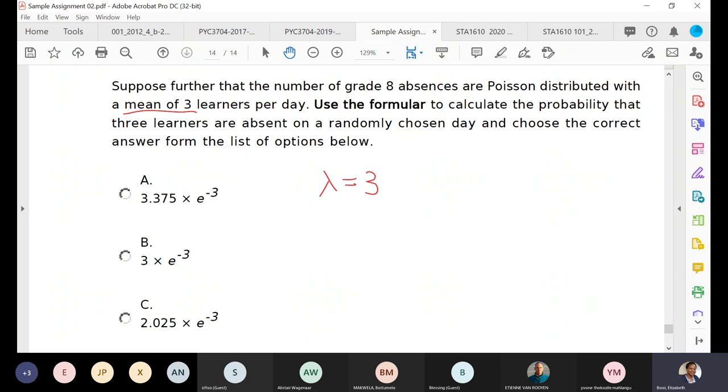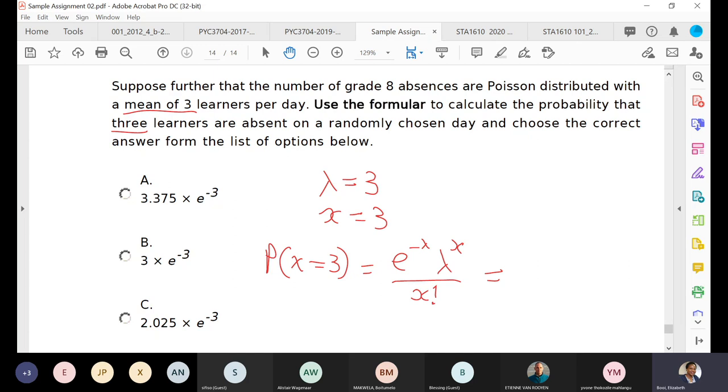They say use the formula to calculate the probability that 3 learners are absent. 3 learners are absent. So our x is equal to 3 as well. So we know the formula. So we can write the formula for Poisson, the probability that 3 learners is given by: e to the power of minus lambda times lambda to the power of x divided by x factorial.